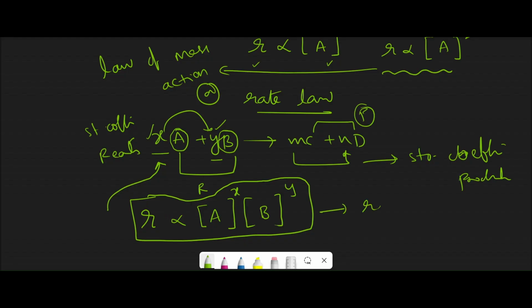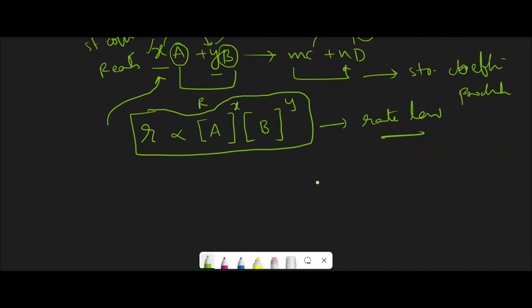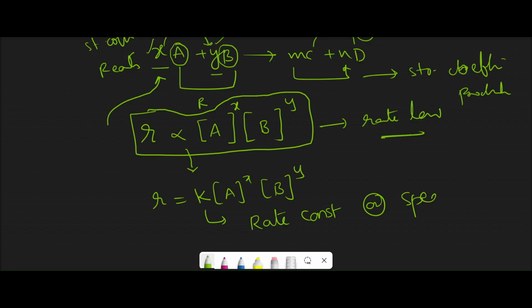And hence this is also called the rate law for this reaction. Clear? So as per the law of mass action, as the concentration increases, the rate of reaction also increases. Now, if we remove the proportionality symbol, we get a constant. Obviously the brand ambassador for a constant is K, right? So rate equals K into A power X into B power Y. Here K is called the rate constant or specific rate.